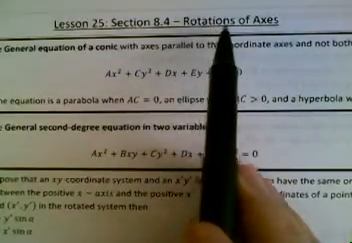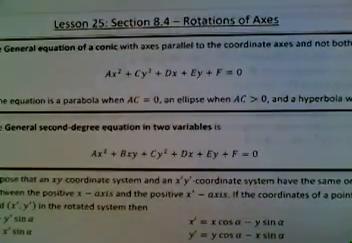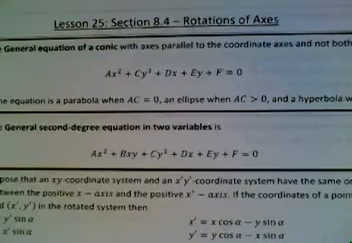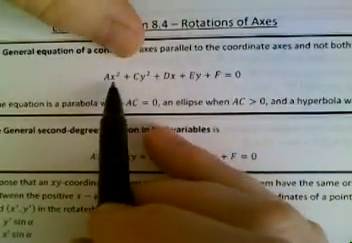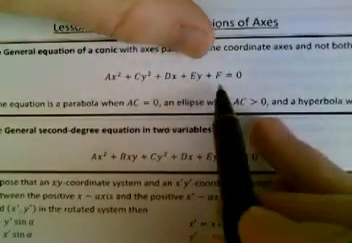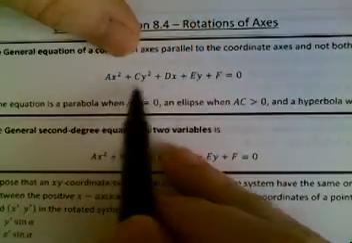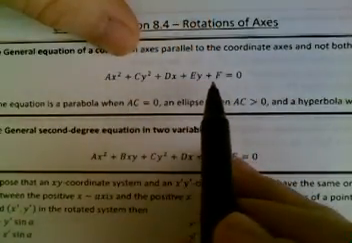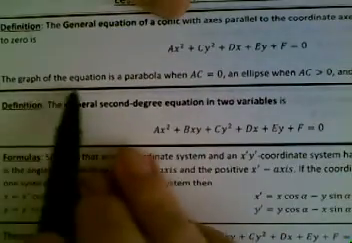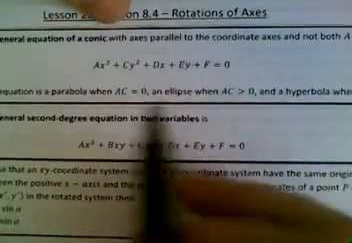Well, when we talk about rotation of axes, we want to be able to see this thing not necessarily parallel to either axes. So, you have ax squared plus cy squared plus dx plus ey plus f equals 0. And again, this is any generic equation of a conic. Now, we can actually determine the type of conic. Okay, the graph of the equation is a parabola when AC equals 0.